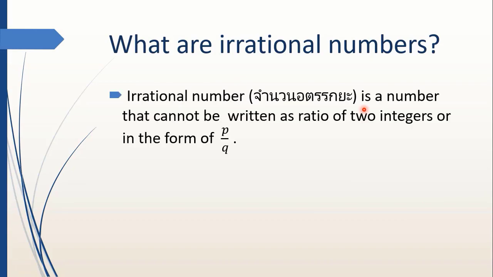Irrational numbers. What are irrational numbers? An irrational number is a number that cannot be written as a ratio of two integers. It means an irrational number cannot be written in the form of a fraction.